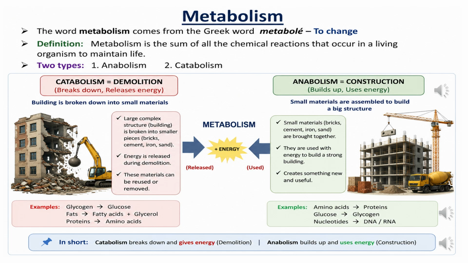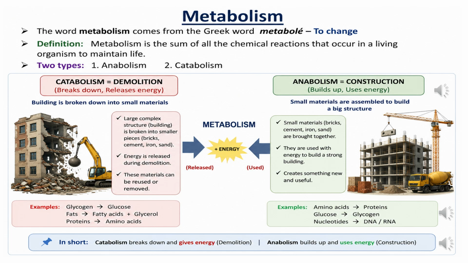Key difference: catabolism breaks down complex molecules and releases energy, ATP, while anabolism builds complex molecules and uses energy, ATP. Catabolism produces smaller molecules, while anabolism produces larger molecules. Example: glycogen goes to glucose. Example: amino acids go to proteins.